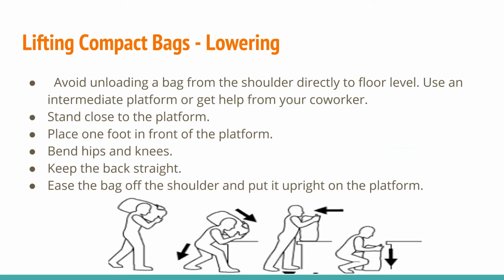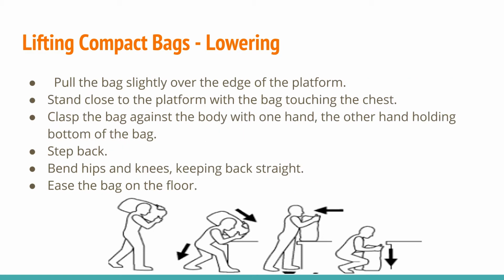So when you are lowering the compact bags, avoid unloading a bag from the shoulder directly to the floor level. Use an intermediate platform or get help from your coworker. Stand close to the platform. Place one foot in front of the platform. Bend your hips and knees. Keep your back straight. Ease the bag off the shoulder and put it upright on the platform. Pull the bag slightly over the edge of the platform.